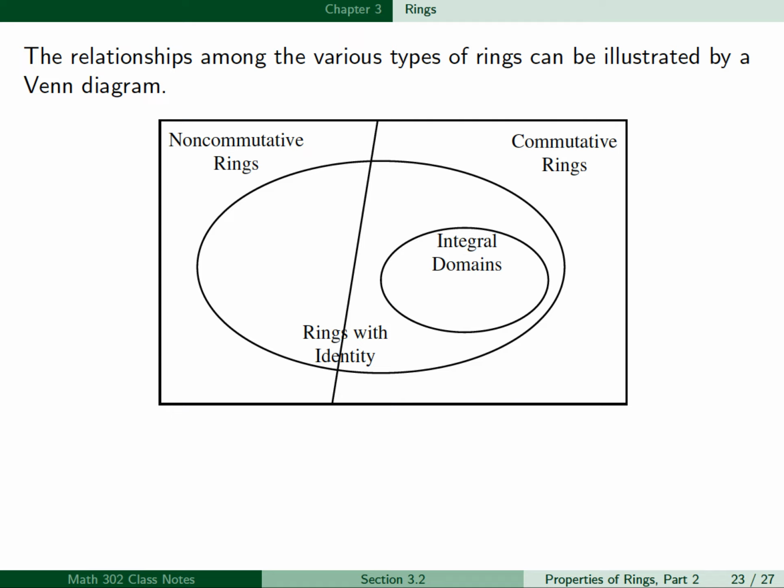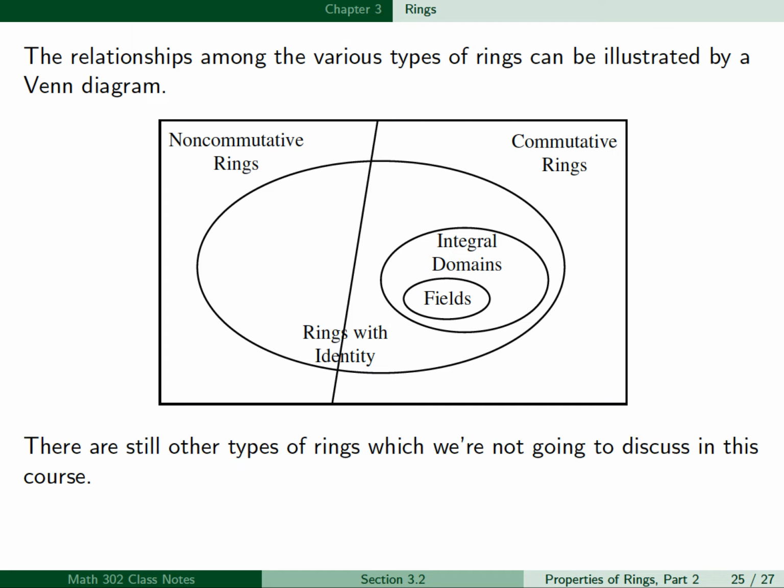And then inside the rings with identity, on the commutative side, we'll have the integral domains. So integral domains are commutative rings with identity, which also satisfy the zero factor property. And now we just got done proving a little while ago that every field is an integral domain, so the fields will be inside the integral domains. And so this is where the rings that we've introduced in this course are going to fall.